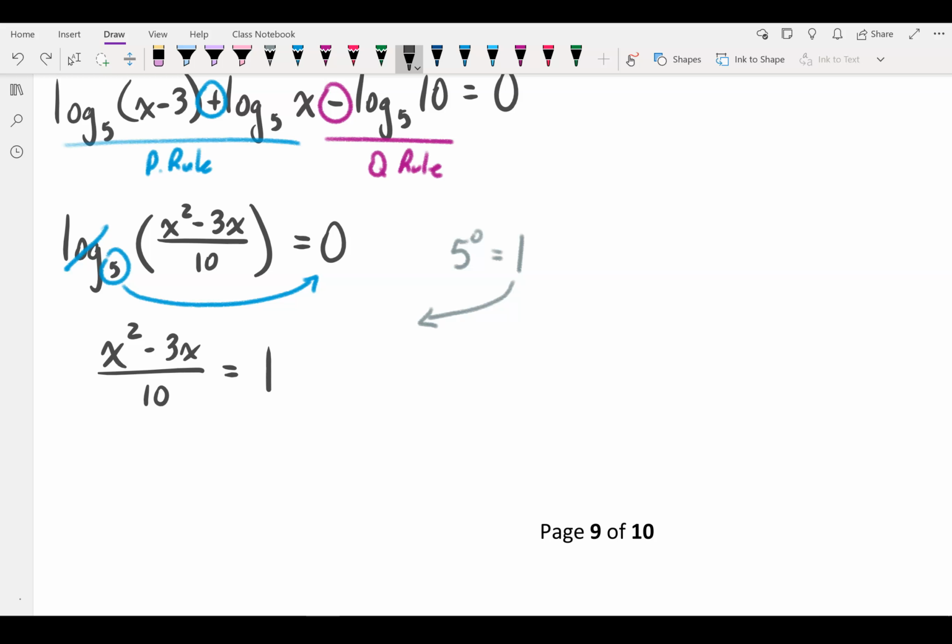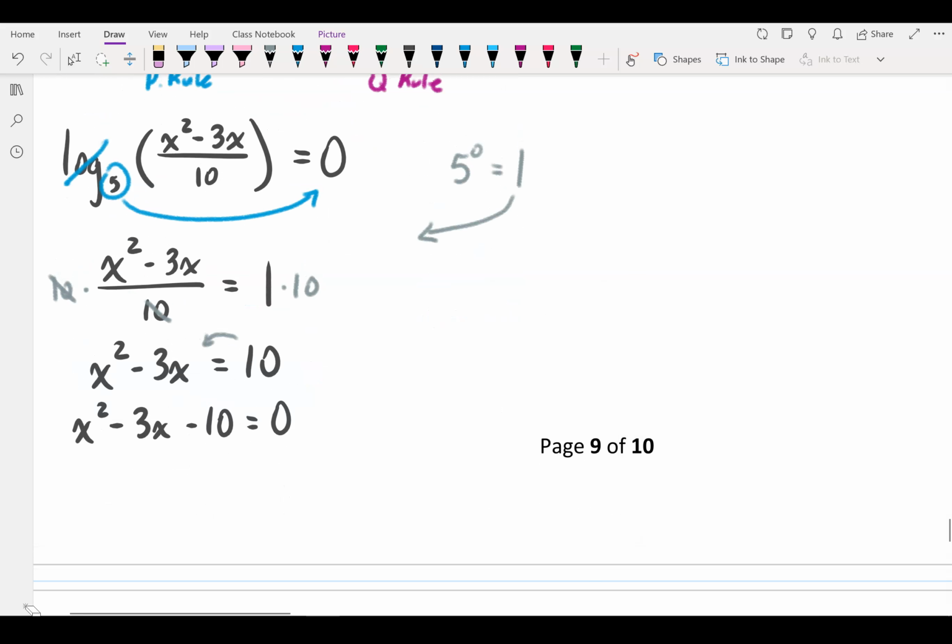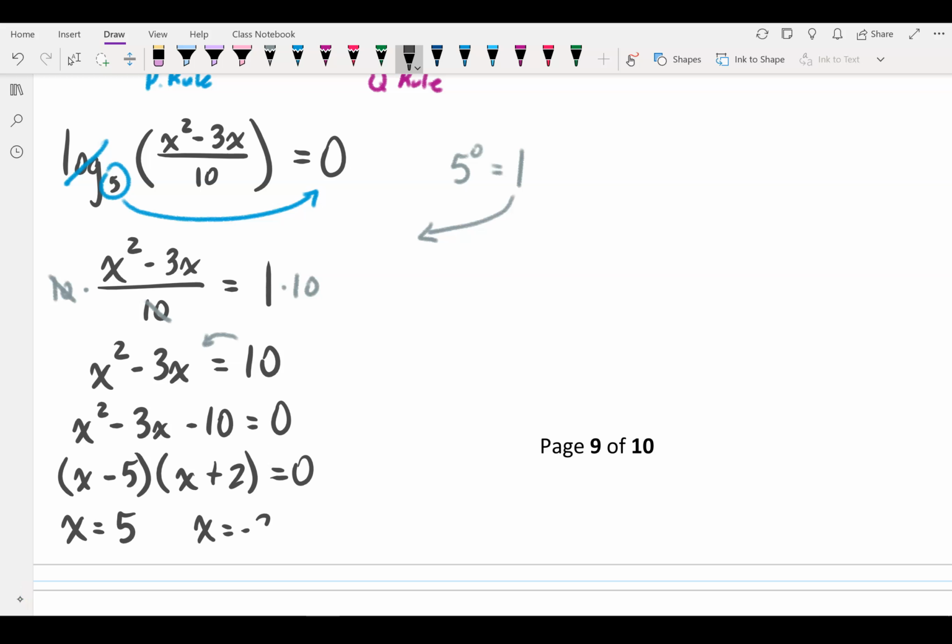Continue to solve this, so I'm going to multiply both sides by 10 to get rid of that fraction. Cancel, cancel. x squared minus 3x equals 10. We're going to factor this like we did in the previous question. Can that factor? 2 numbers that multiply to make negative 10, add to make negative 3? Sure can. That would be minus 5 and plus 2. Finally giving us x equals 5 and x equals negative 2.